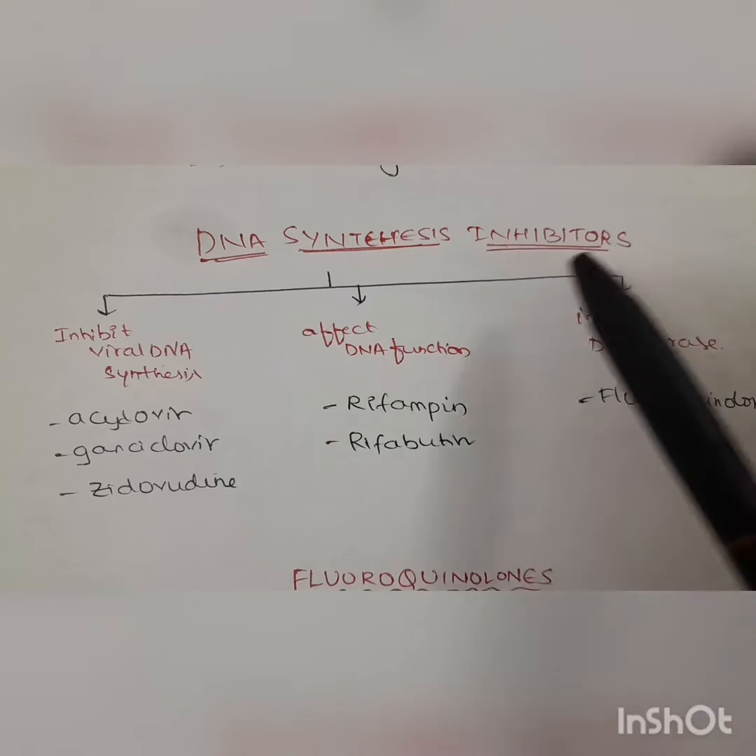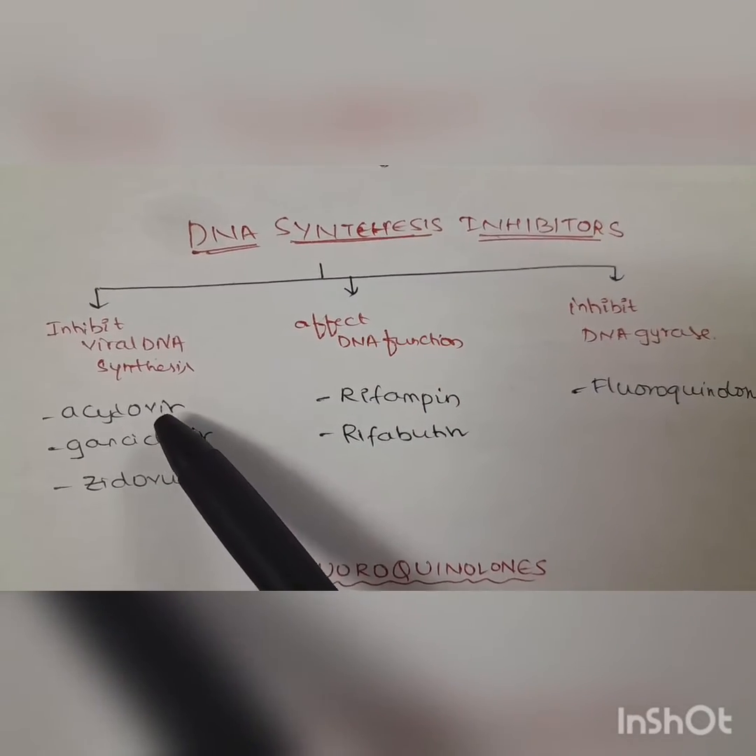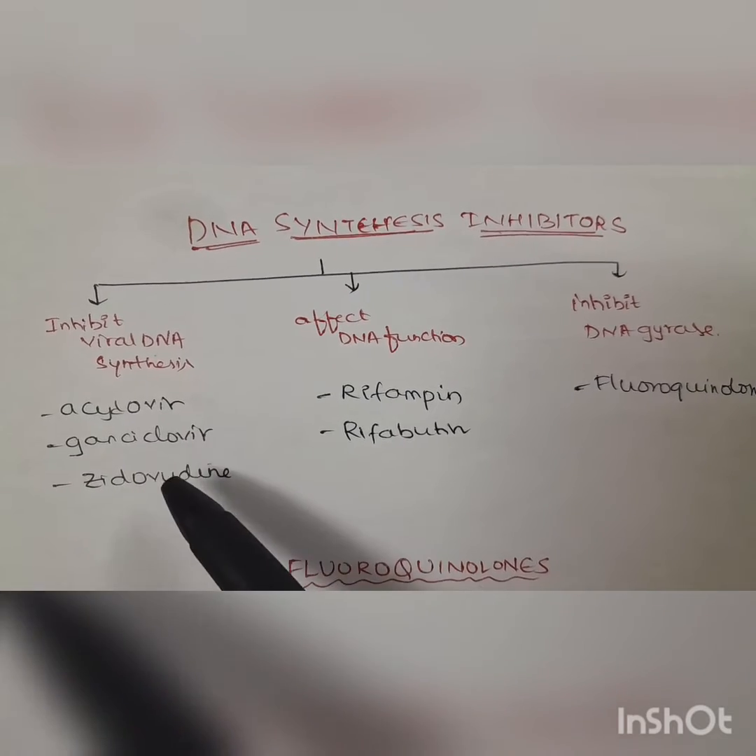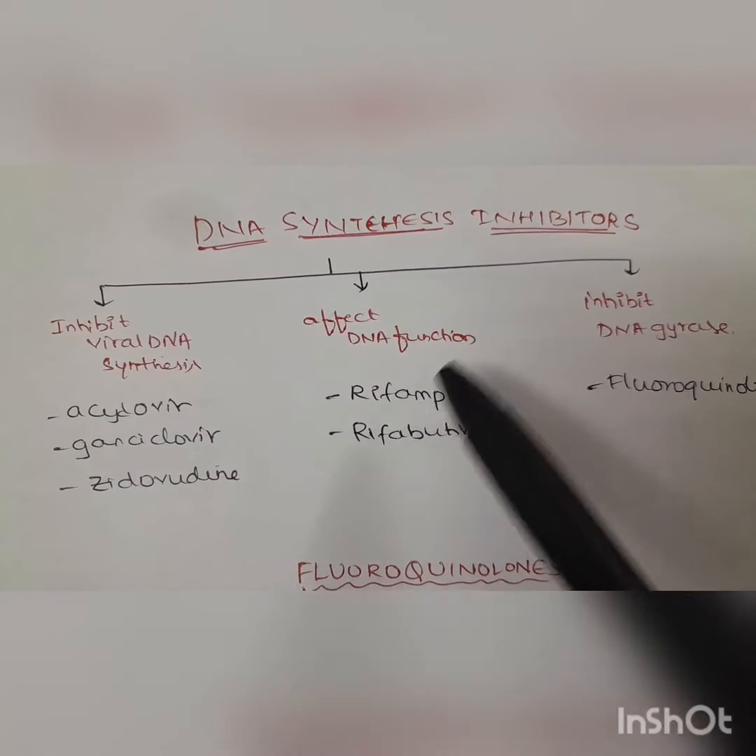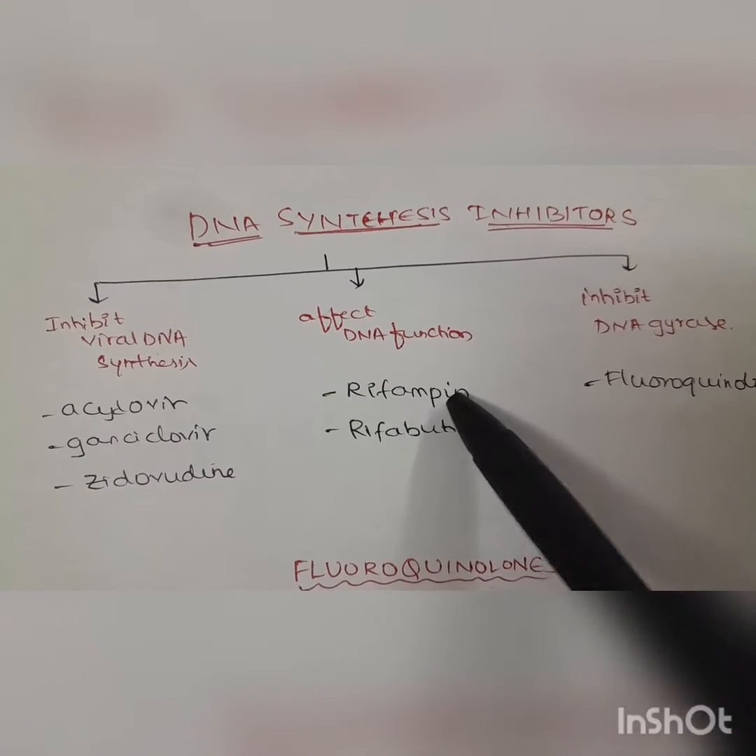DNA synthesis inhibitors. They inhibit viral DNA synthesis in viruses. They are acyclovir, ganciclovir, zidovudine. Drugs that affect DNA function are rifampin and rifabutin, used in treatment of TB.